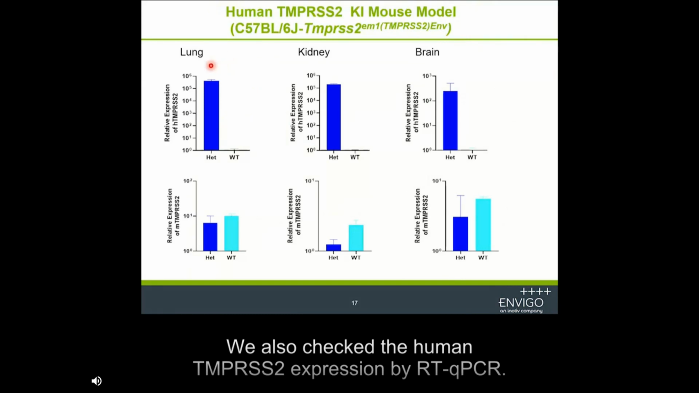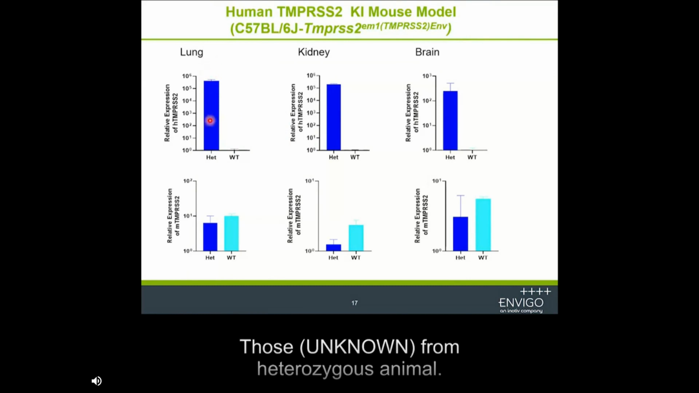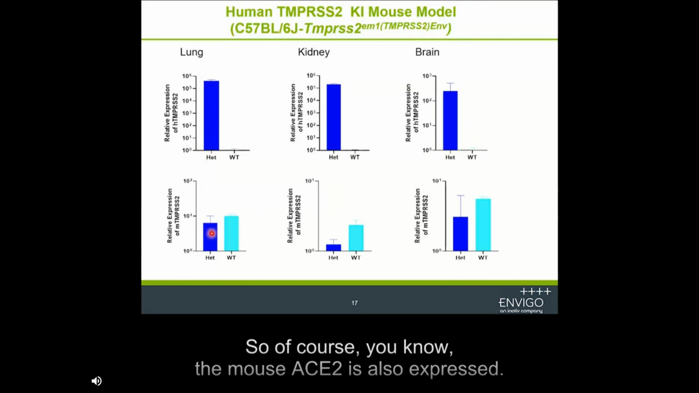We also checked the human ACE2 expression by RT-qPCR. Those are just from a heterozygous animal, so of course, the mouse ACE2 is also expressed.